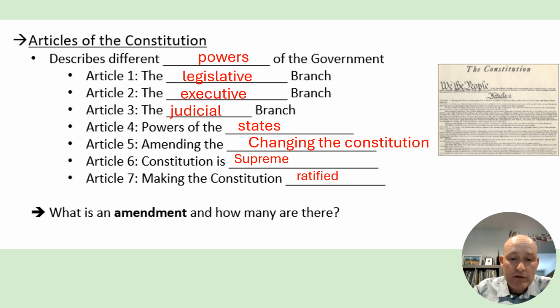How do we make sure it's ratified when it's adopted? And what is an amendment and how many are there? So there are 27 amendments. Okay. And the first 10 are the Bill of Rights, and the rest are 11 through 27.